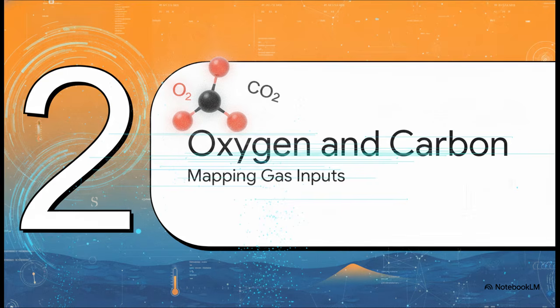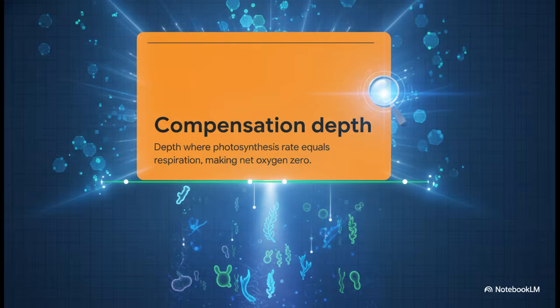Section 2. Tracing oxygen and carbon, mapping invisible gas inputs. As we trace these gas inputs, it's pretty fascinating to note a quirk in the ocean's programming. Its capacity to hold these dissolved gases actually surges when temperatures drop and pressures rise, which has massive implications for the deep ocean. But as we drop deeper into the water column, the sunlight rapidly fades, right? And this creates a hard limit on biological growth.